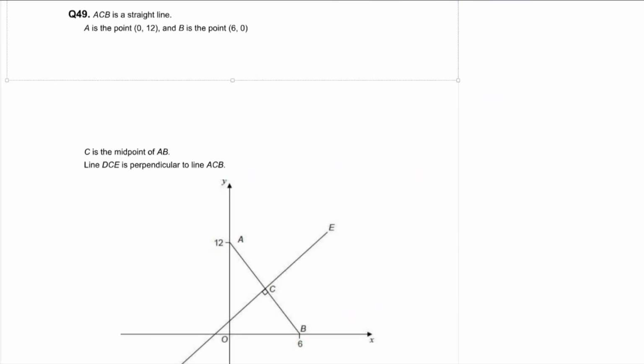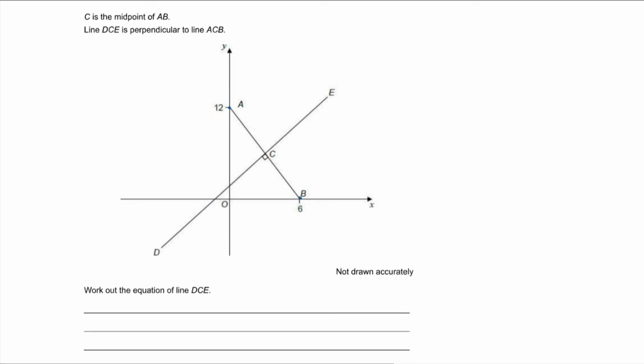Question 49, ACB is a straight line. A is the point 0, 12. Yeah, that's the point up there, that's already on the diagram. B is the point 6, 0. Yeah, I could see that from the 6 there, written there. C is the midpoint of AB. So C is the midpoint of AB. So that cuts that line exactly in half. I'm just going to draw that like that so I remember.